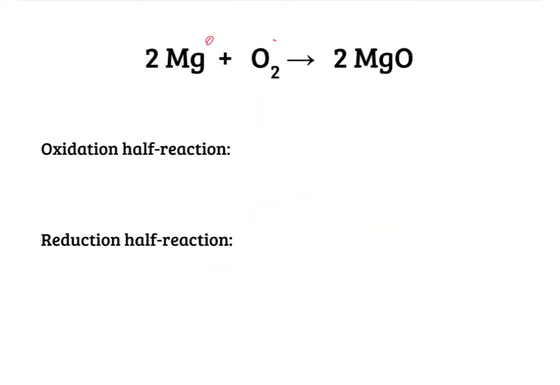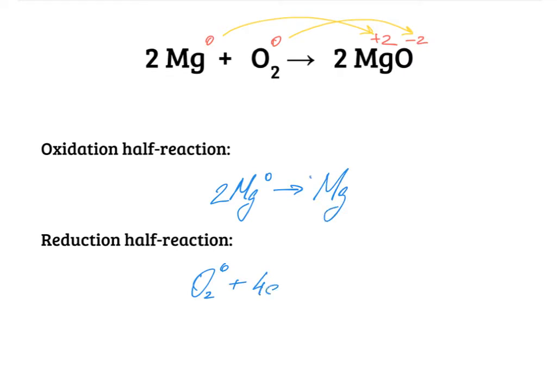To write oxidation and reduction half-reactions, we'll once again start by assigning oxidation states to everything that we see in the reaction. Okay, we can see that the oxidation state of magnesium is increasing. It means that magnesium is losing electrons, it is oxidized. Oxidation state of oxygen decreases. It means that the oxygen is accepting electrons, it has been reduced. 4 electrons were lost by magnesium. 4 electrons were accepted by oxygen. It is very important: the number of electrons lost should be equal to the number of electrons that were received.